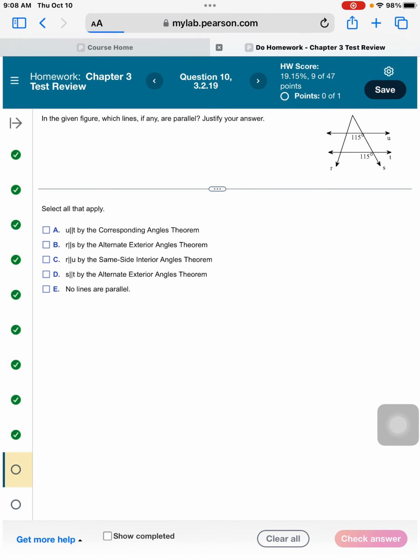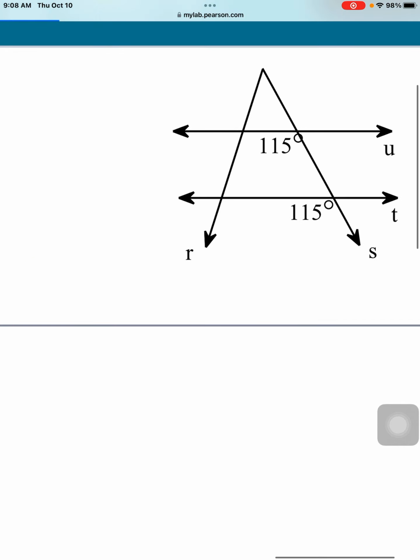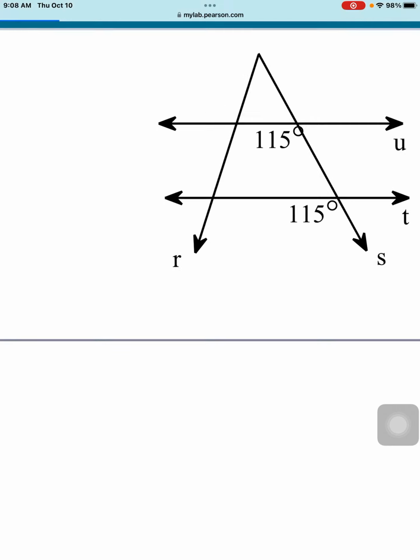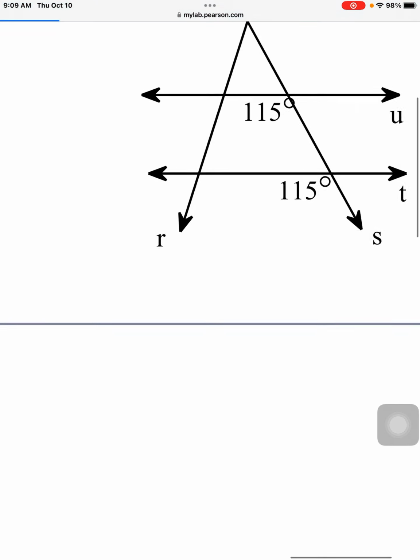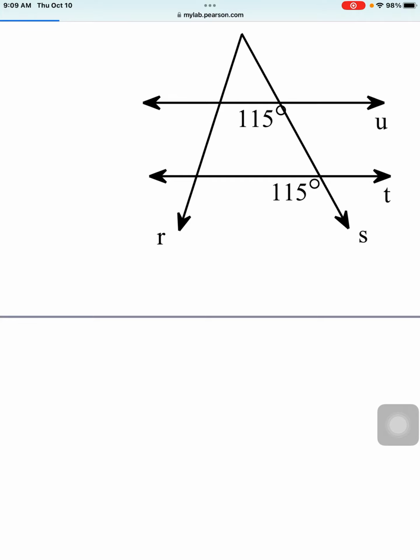Okay, what is this? In the given figure, which lines, if any, are parallel? Okay, so once again, which one has to be my transversal? Because I have either ray R or ray S, right? One of these 2 guys. So is ray R going to be my transversal? Well, yeah, it is a transversal, but is it my desired transversal? Is that the one I really, really care about? No. The transversal I care about is the one that has my desired angles. And what are my desired angles? 115 and 115.